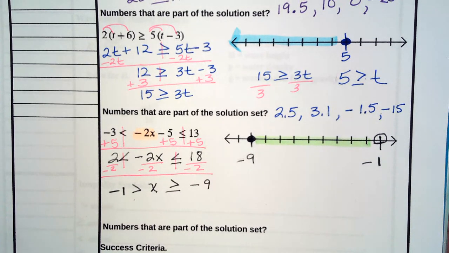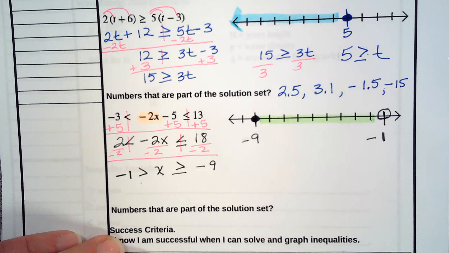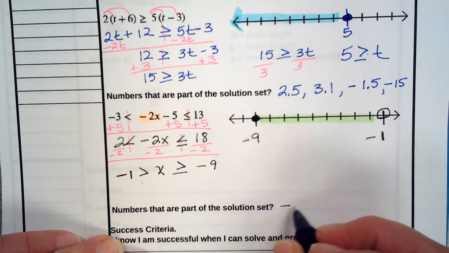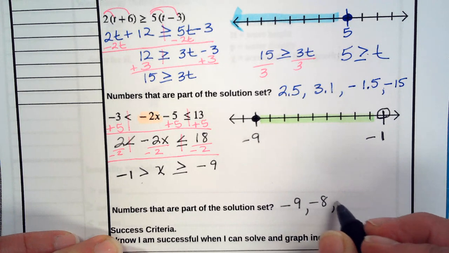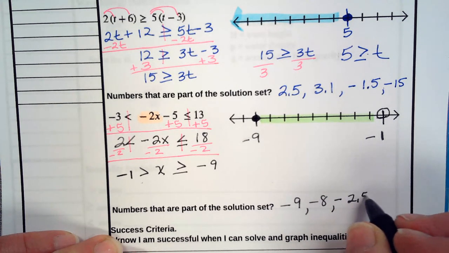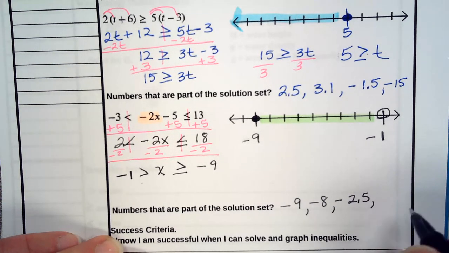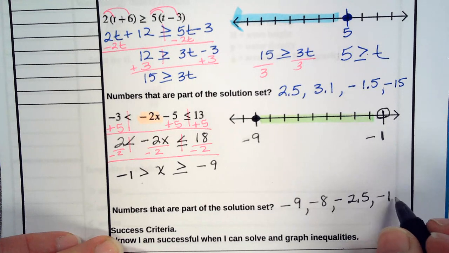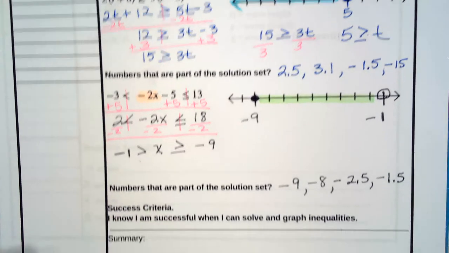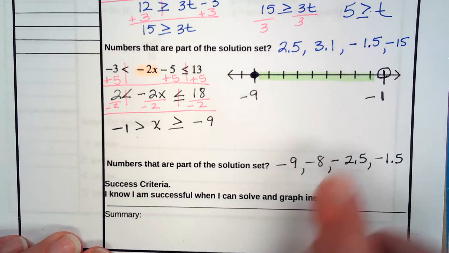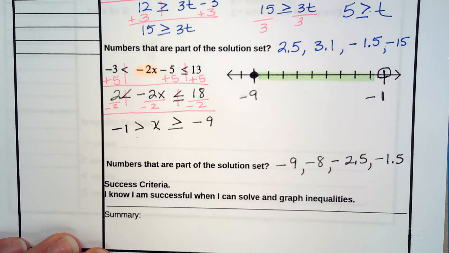Now, what are some numbers that are part of the solution set? What's the smallest number that would be part of that solution set? Negative 9. What about negative 8? What about negative 2.5? What about negative 1? Oh, we can't use negative 1. That was a fake one. So how about negative 1.5? Those are all part of that solution set because it's sandwiched in. It starts at negative 9 but ends before it gets to negative 1.